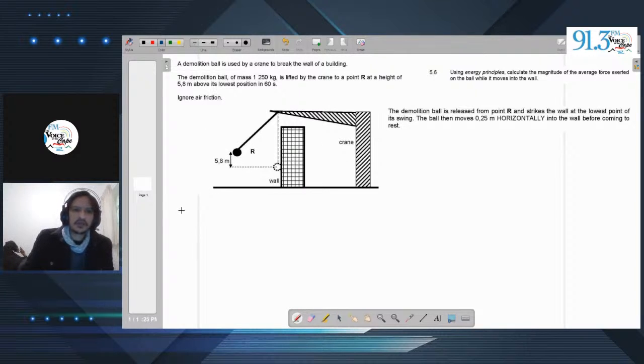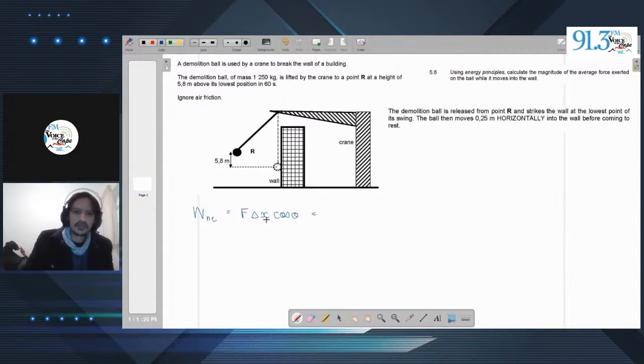So let's get our information together. What's the first thing we need to do? We need to calculate the force exerted by the wall. So we have force times, sorry, we can say work is equal to force times the change in displacement times cos theta.